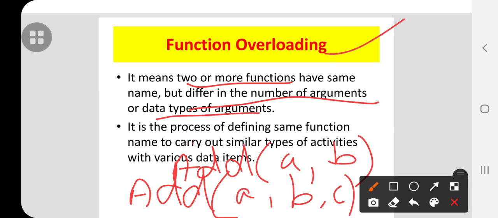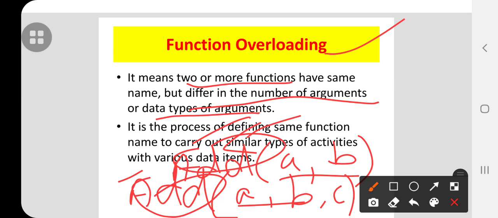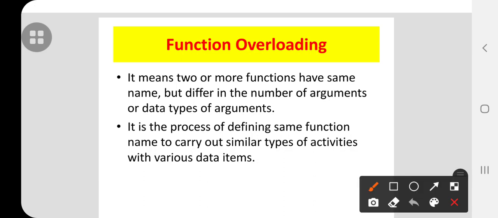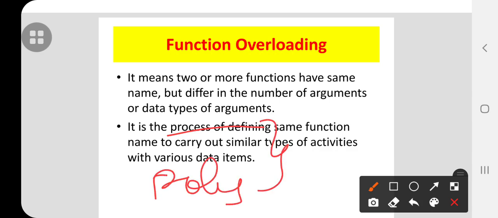Here you can see two functions, is it right? Add is two functions, but they differ in the number of arguments you are passing into the function add. This type of process is called function overloading, that is, this function is overloading that. Two functions having the same name but differing in the number of arguments. It is a process of defining the same function name to carry out similar activities. This means polymorphism, that it is creating a virtual polymorphism, is it right?